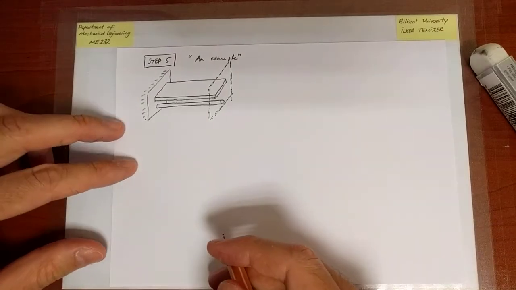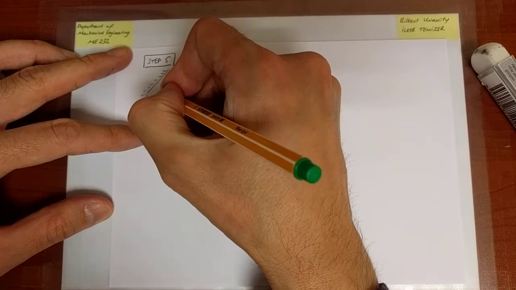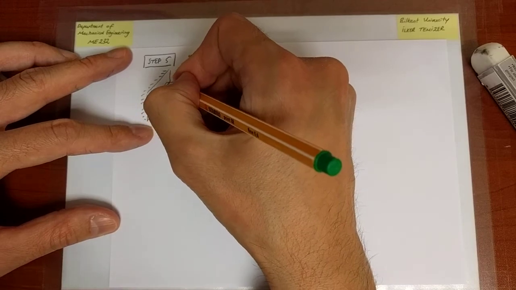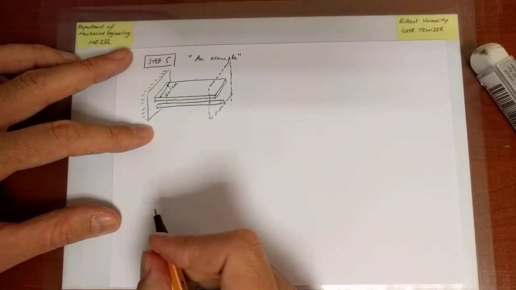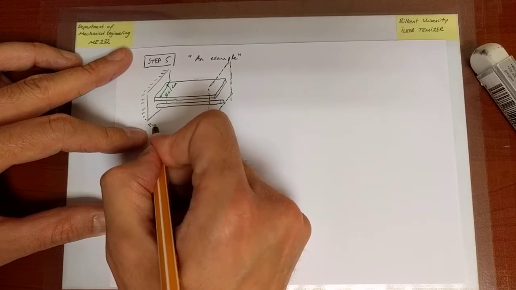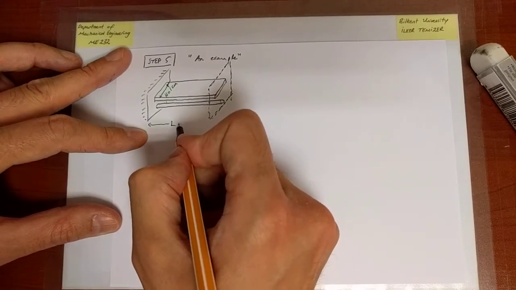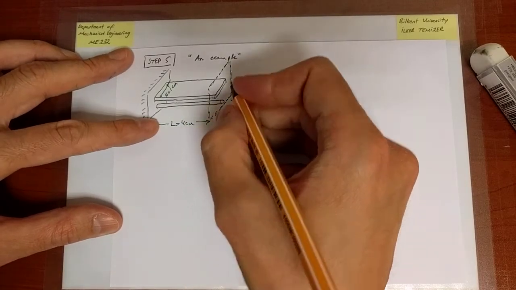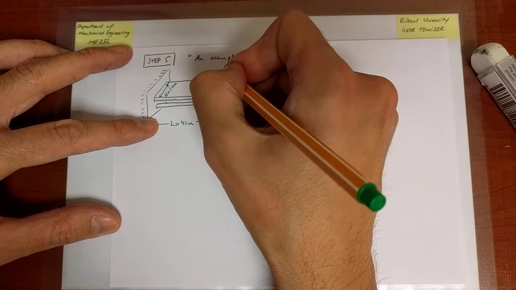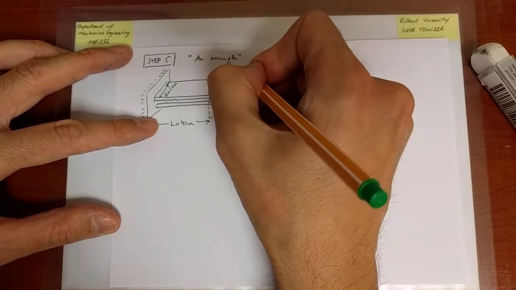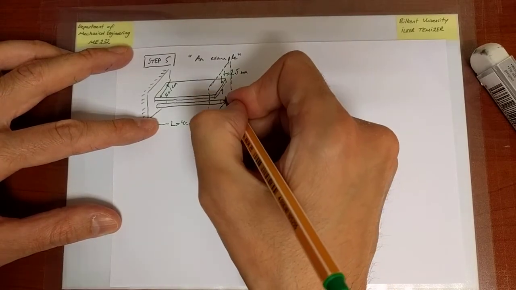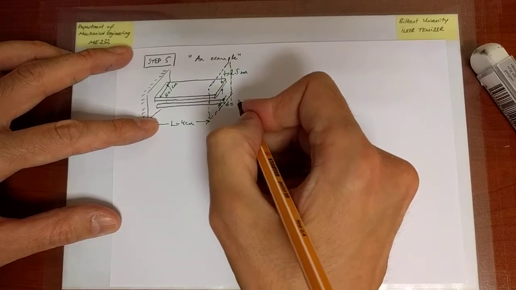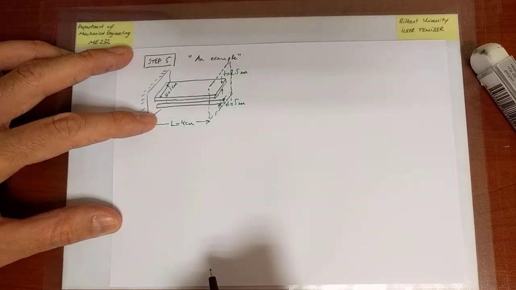Let me write down the dimensions. So first of all, this is the, let's call this h of 1 centimeter, and this is going to be the length, if you like, the initial length, 4 centimeters. And then there is the thickness of this plate, 2.5 millimeters, and there is the diameter of the rod, which is 5 millimeters.